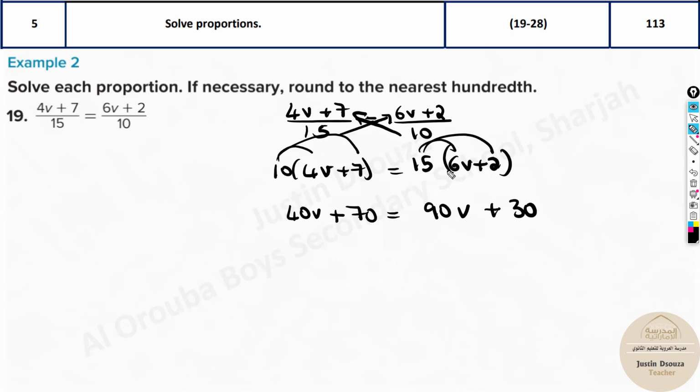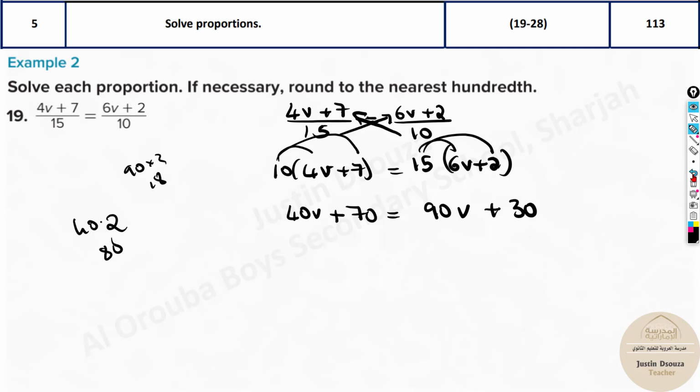We need to have the v's on one side, the variable v, and the numbers on one side. Always look at which is the bigger number. The variable having 90 is the bigger value rather than the 40 into v. So v can be any value, say v is 2. 40 into 2 will be 80, whereas 90 into 2 will be 180. So this is the bigger value, isn't it?